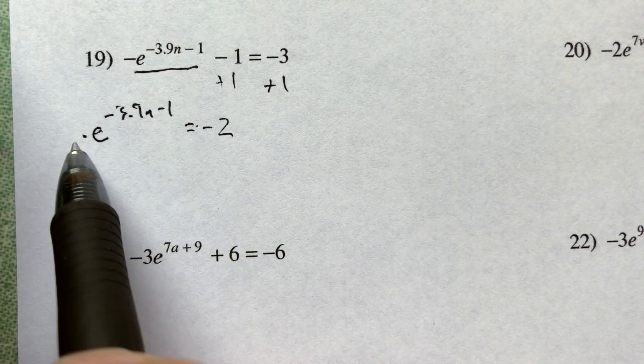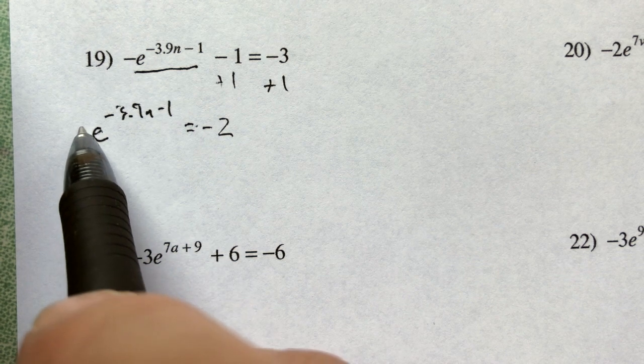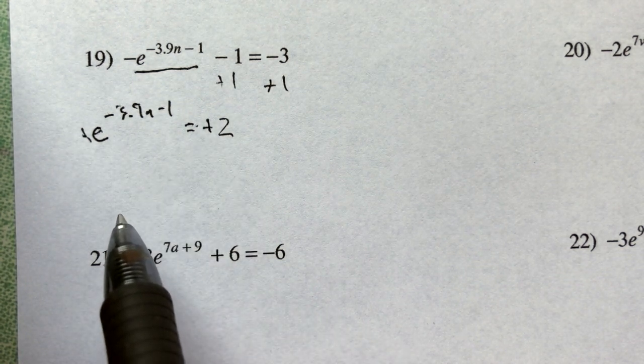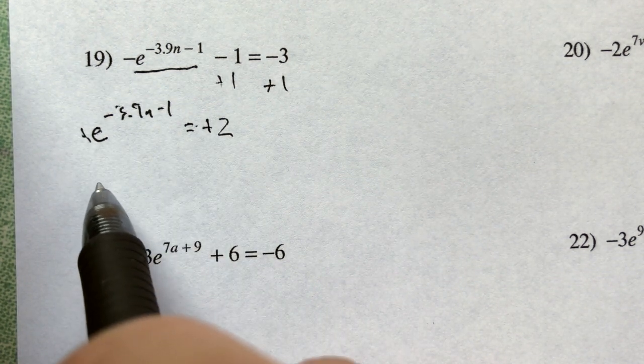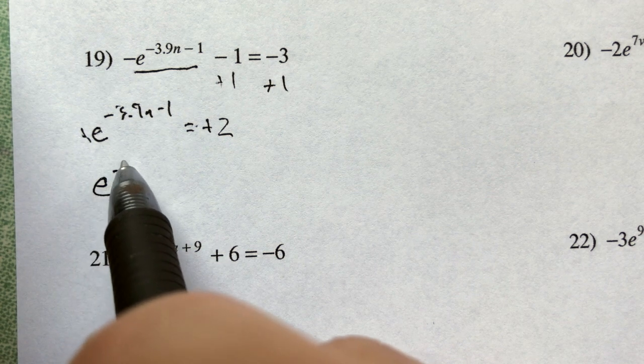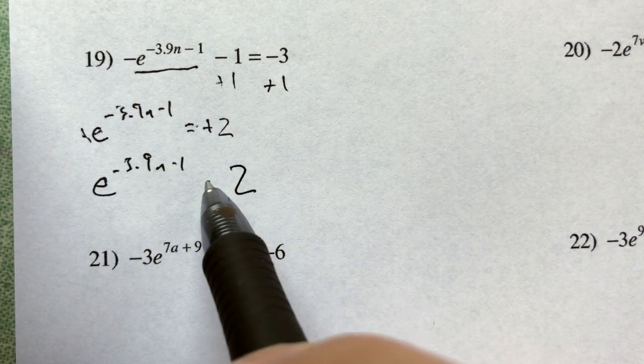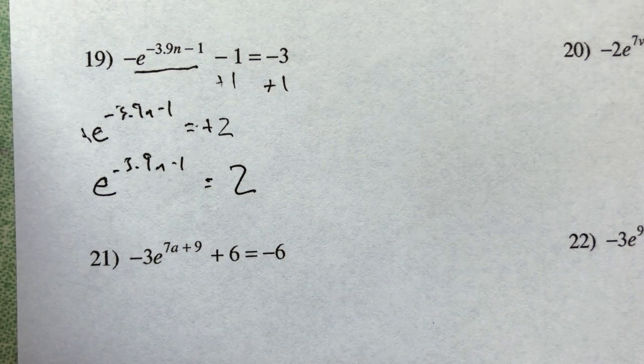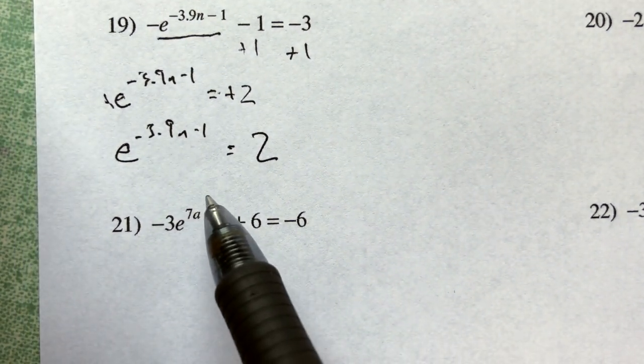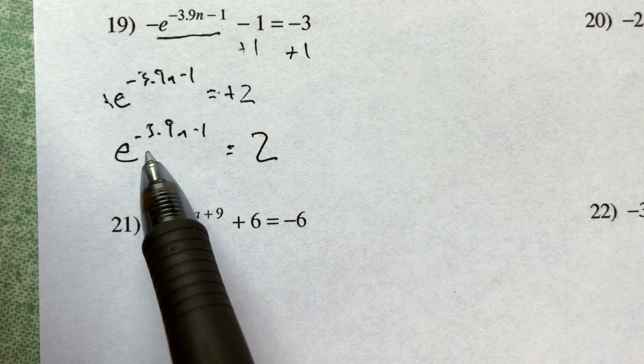Okay, now I've got this negative e and I got this negative 2. Okay, so I can just make them both positive. All right, just change the signs. And we get e to the negative 3.9 n minus 1 power equals positive 2. And now I have this exponential piece all by itself. I can start to think about what logs to use.